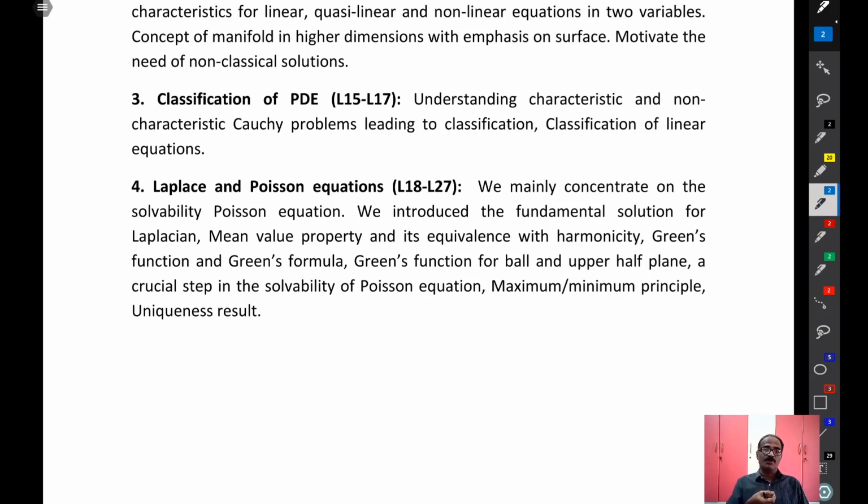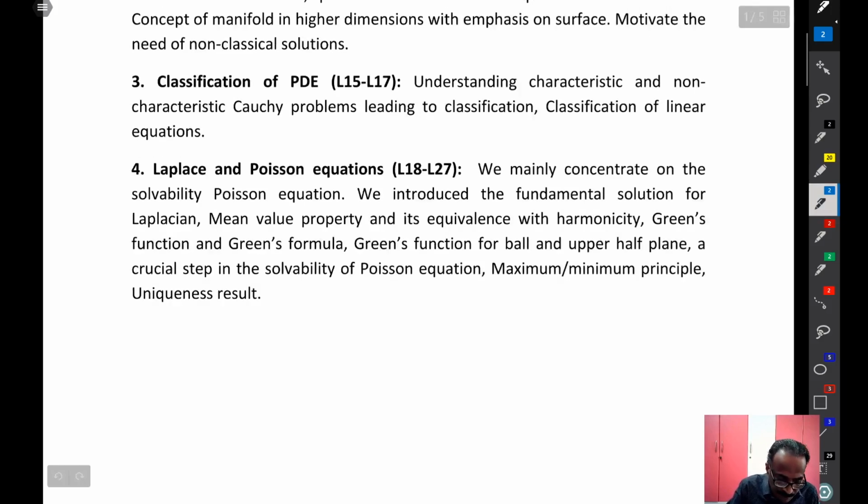Even if you have studied course 1, please go through the Laplace and Poisson equations, and especially understand fundamental solutions, the mean value property, and Green's function. Special Green's functions we have introduced for the upper half plane and a circle or a sphere play a crucial role in the solvability of the Poisson equation. And we have seen the other important things called maximum and minimum principles. So you have to go through all that quickly.